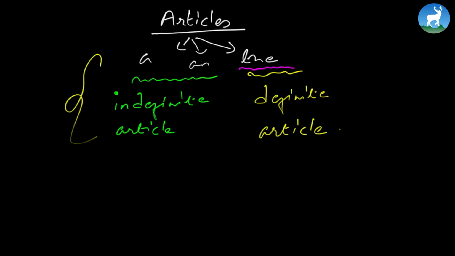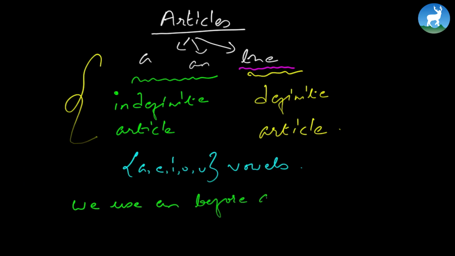Now, apart from that, the use of an. We always have to remember A, E, I, O, U. These are the English vowels. However, we always focus on the vowel sound whenever we use an. We use an before a vowel sound. For instance, let's say here an example, honest.